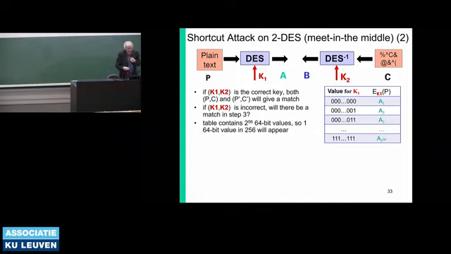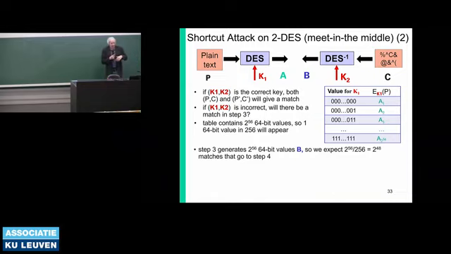So I have my table with the A values. I now pick a K2 and find the B value. What is the chance that the B value will be in the table? Well, we know the table has 2 to the 56 values. Because there are 2 to the 64 possible 64-bit values, 2 to the 56 values will be in there, so one value in 2 to the 56 is there. So if I try a key K2, after about 2 to the 56 attempts, I will find a match in the table.